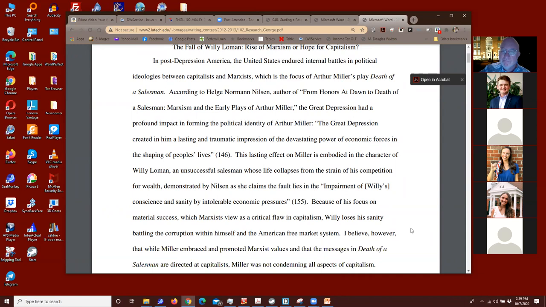Thesis statement, either the first sentence or the last sentence in the first paragraph. Right, first paragraph, first sentence or last sentence. In post-Depression America, the United States endured internal battles in political ideologies between capitalists and Marxists, which is the focus of author Miller's play, Death of a Salesman.